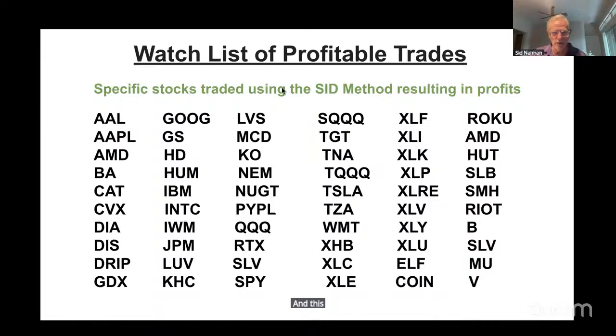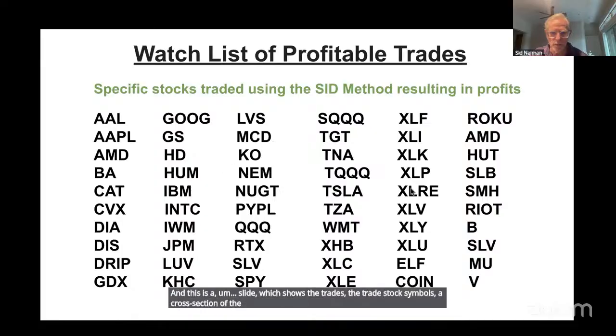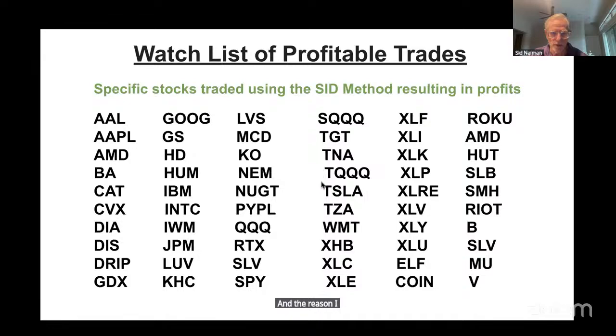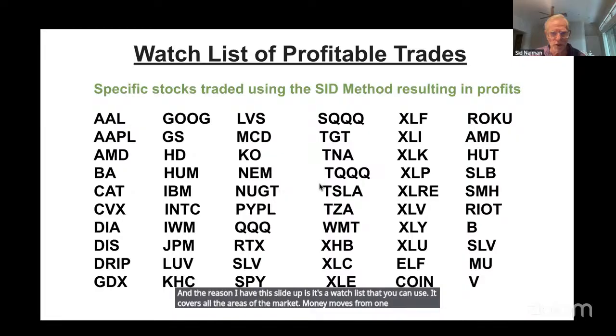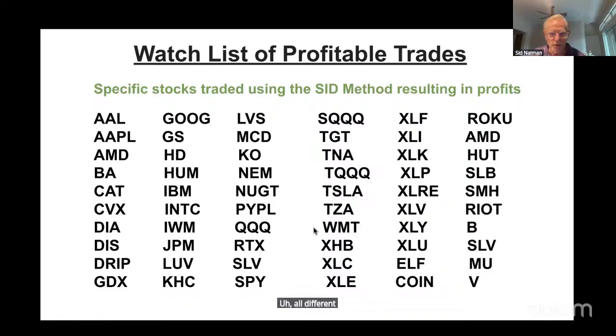And this is a slide which shows the trades, the trade stock symbols, a cross section of the market. These are all profitable trades that I've done over the years. And the reason I have this slide up is it's a watch list that you can use. It covers all the areas of the market. Money moves from one area of the market to another. So when it does, you'll either get oversold or overbought, and you can have some profitable trades. So all the areas covered here, areas such as financials, technology, real estate, all different areas of the market are covered in this watch list.